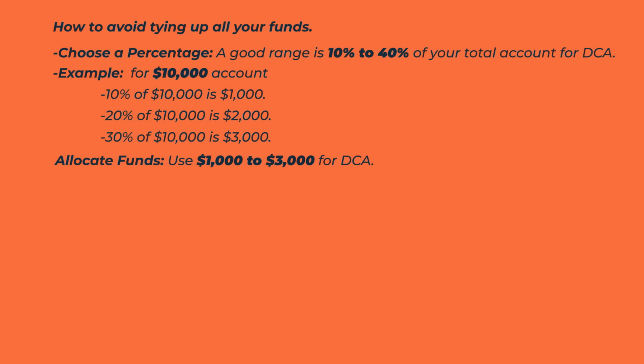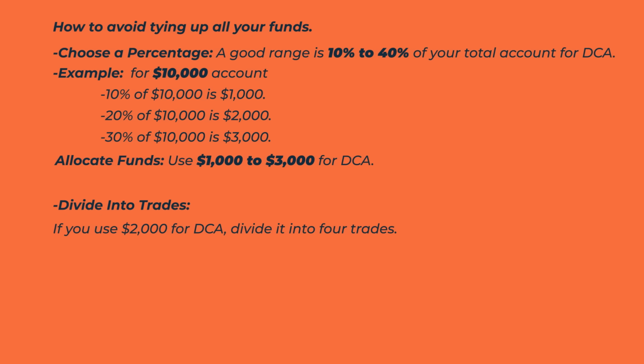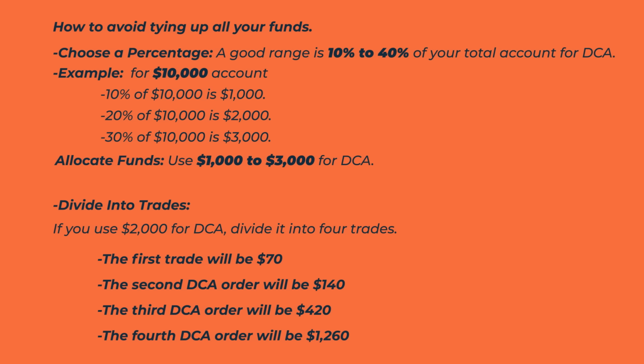Next, if you're investing in stocks directly, divide your dollar cost averaging funds into 4 trades. If you use $2,000 for dollar cost averaging, the first trade will be $70. The second DCA order will be $140. The third DCA order will be $420. The fourth DCA order will be $1,260. This is based on TrailAlgo's strategic entry points.